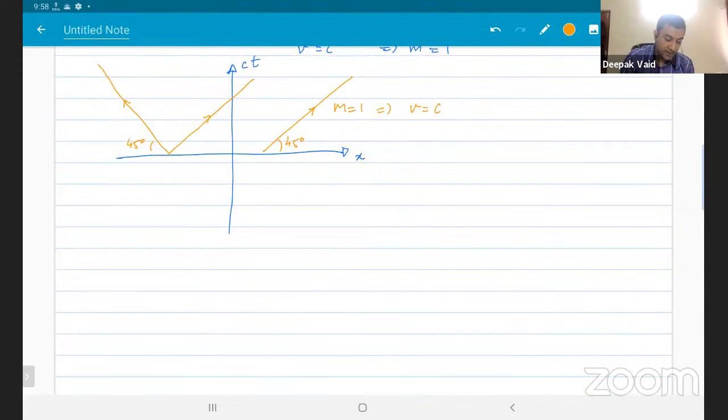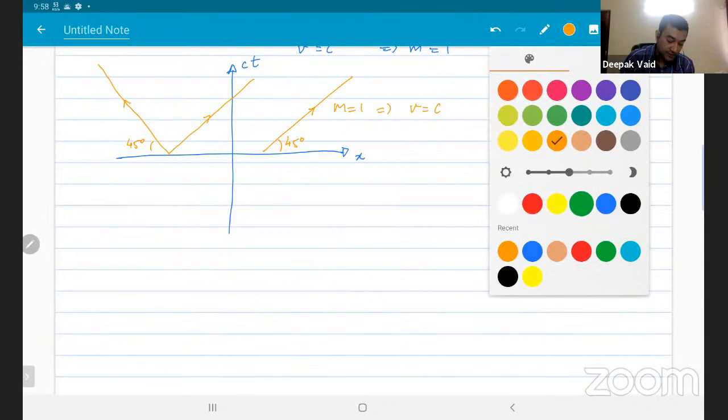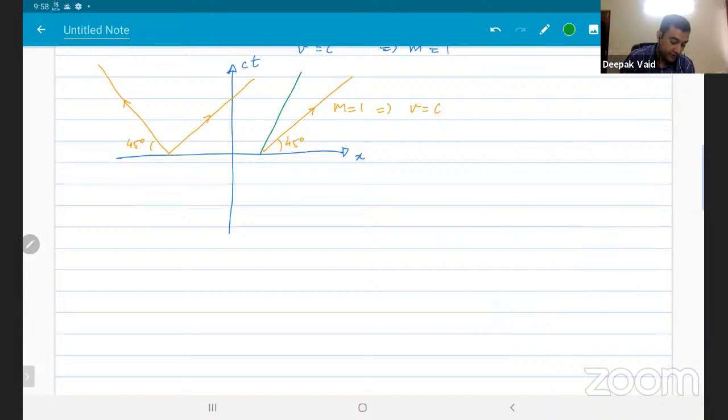All right. Any line which is at an angle greater than 45 degrees represents v less than c, something that is moving with a speed less than the speed of light. And any line which has a slope less than 1 represents something that is moving with v greater than c. Okay.